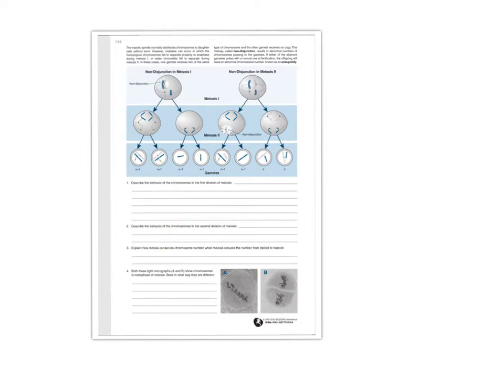And I did number 2 for you. If you rewind and listen to it, you can put it in your own words. Explain how mitosis conserves chromosome number while meiosis reduces the number. I think I've explained it a lot already.